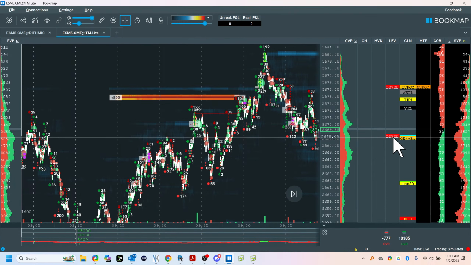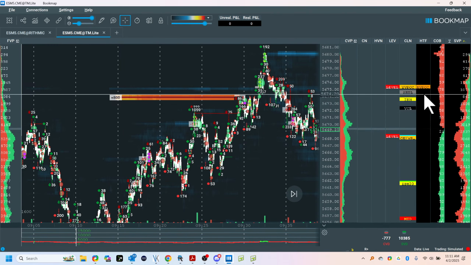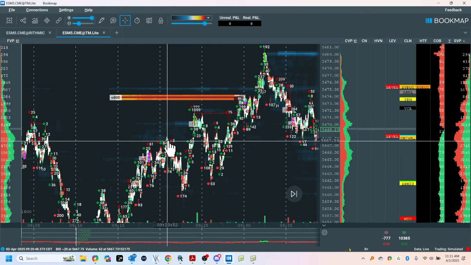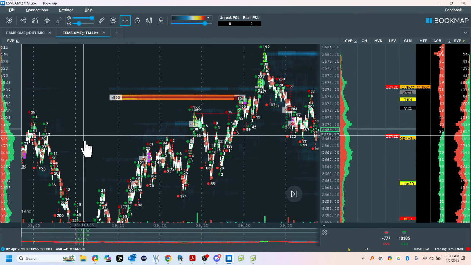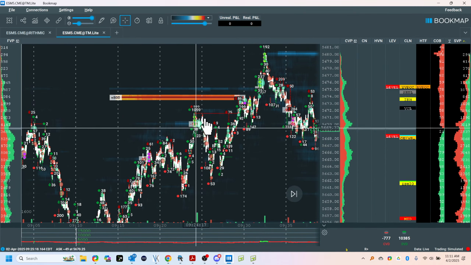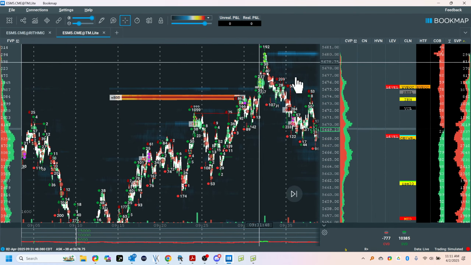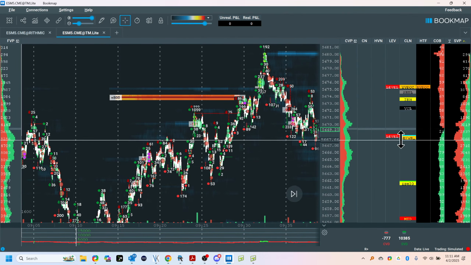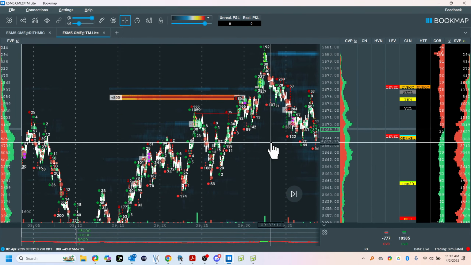Watch. This is the ETH volume point of control. This was the highest volume in the ETH. This is the highest volume from yesterday's RTH. It sets up potentially a target here against this, okay? If I break above it and I get this one and I come back down, this might be support, or not. Let's see.